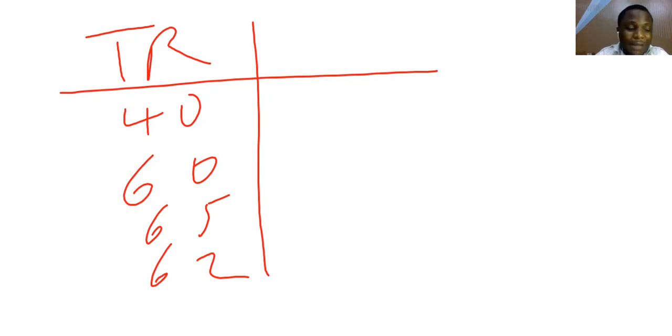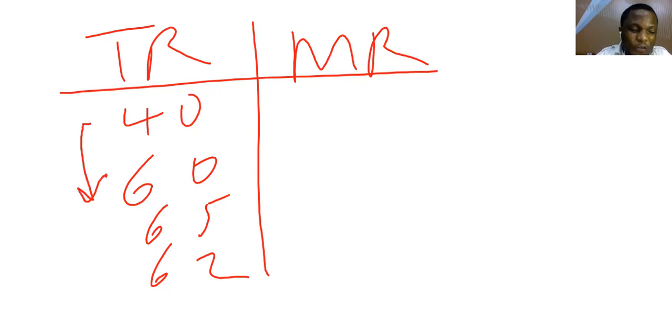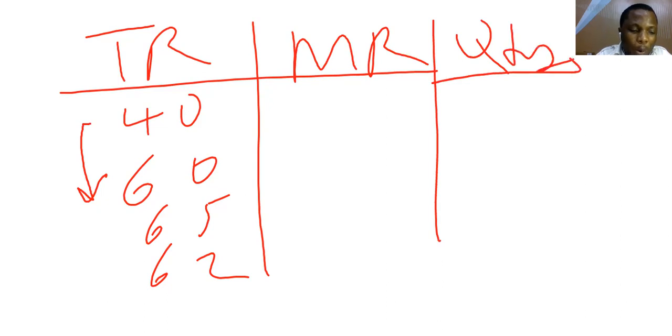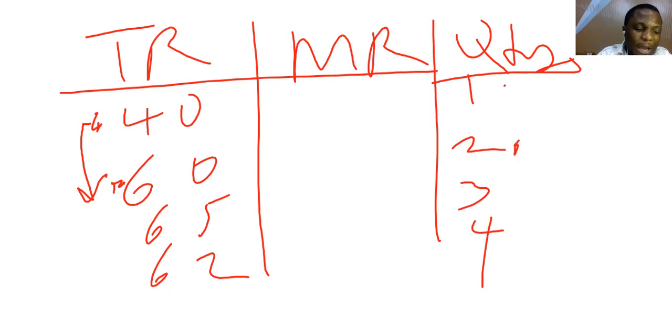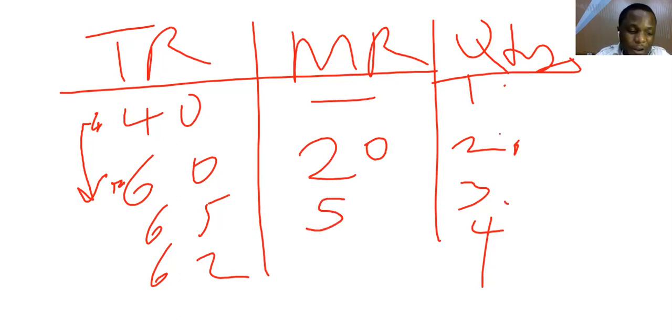Mathematics tells you that to get your marginal revenue, find the change of total revenue with respect to quantity. So if, for example, quantities were increasing by 1, 2, 3, 4, mathematics tells you that 60 minus 40 over 2 minus 1 gives you the marginal revenue for this point, and that is 20. 65 minus 60 over 3 minus 2 gives you 5. That's marginal revenue. And for this next one, it is minus 3.